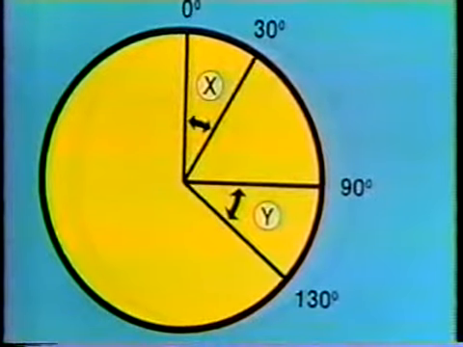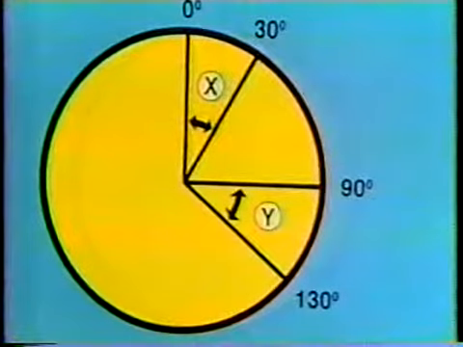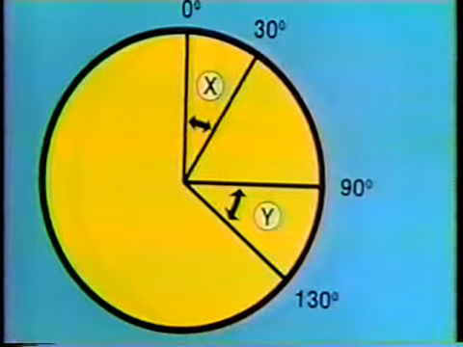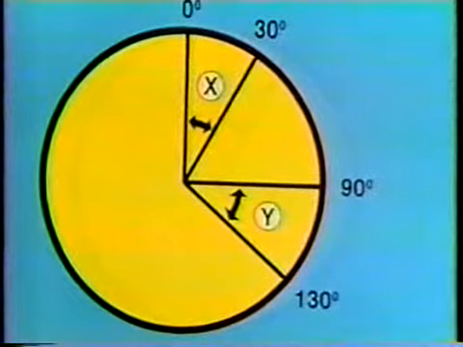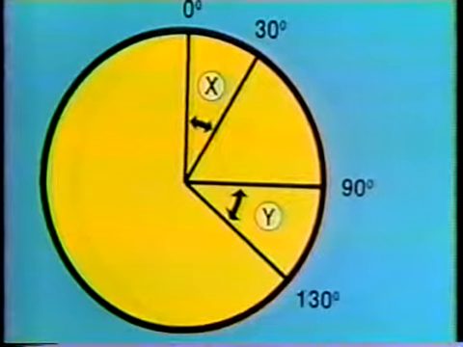Y is the larger angle because from 90 to 130 degrees is an angular distance of 40 degrees compared to only 30 degrees of angle X. Angles and degrees, then, are pretty important. Not only do they divide circles into equal parts, but they establish position on those circles.